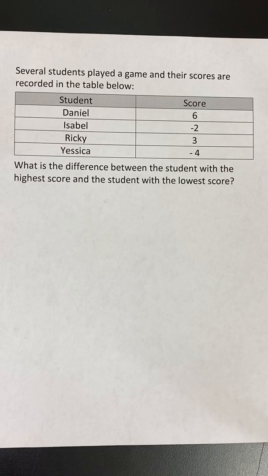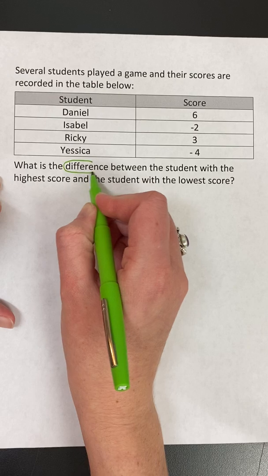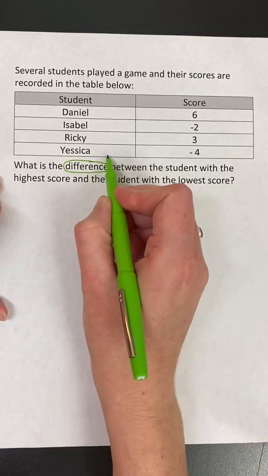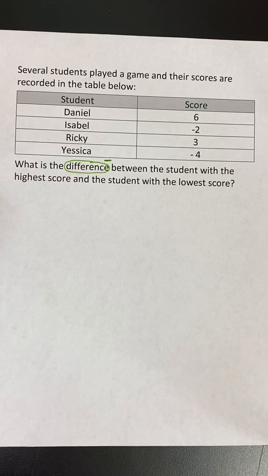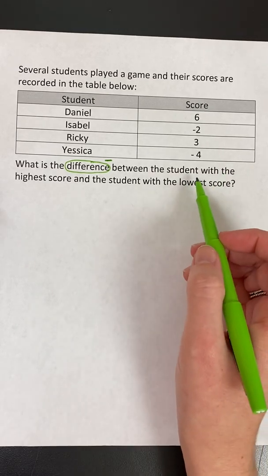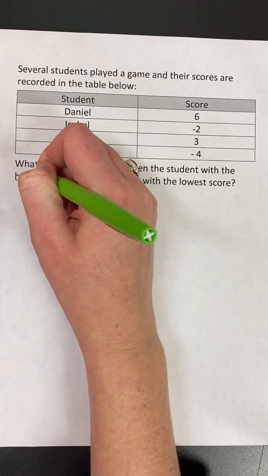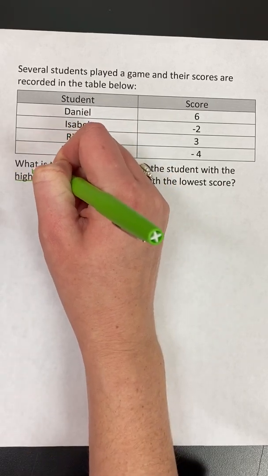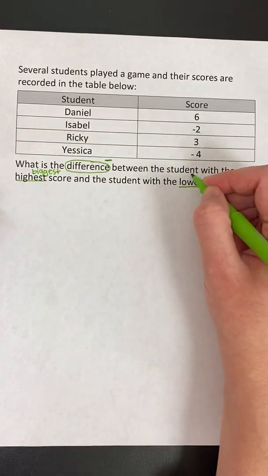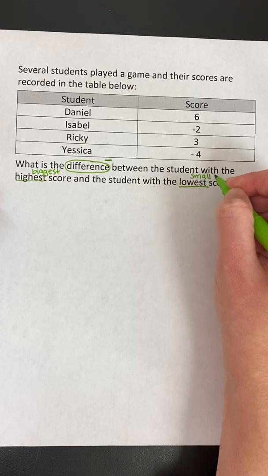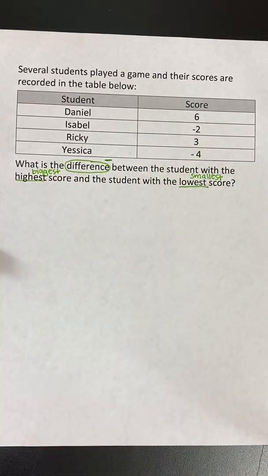So let's look at our vocabulary. We have to know that the word difference is between two things. Difference we know means to subtract, okay? And the two things that we are subtracting are the student with the highest score, so the biggest score, and the student with the lowest score, so the smallest. So I need to look at my list and find the biggest and the smallest, okay?